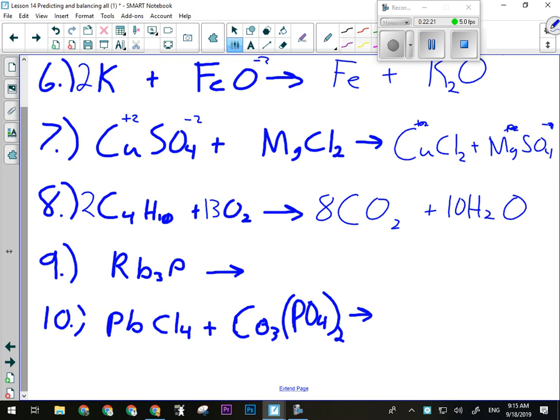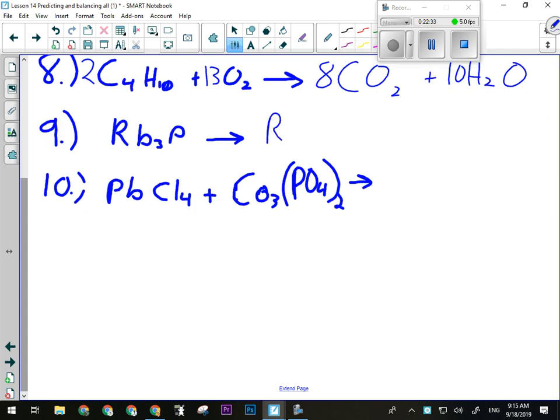How many people have done 9? So I've only got a single reactant. What kind of reaction is that? Decomposition. So I'm going to have rubidium end up by itself and phosphorus end up by itself. What do I have to check for? Molecular elements. Phosphorus is one of them, rubidium is not. So I can leave rubidium the way it is, but now I need to do some balancing. I've got 4 phosphorus over there, so I need to put 4 of them over here, which gives me 12 rubidium.